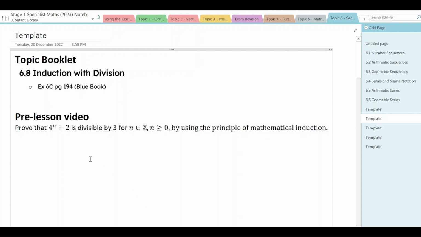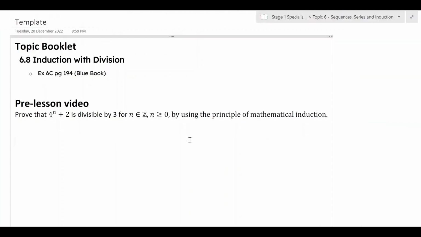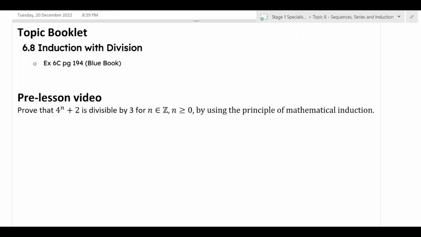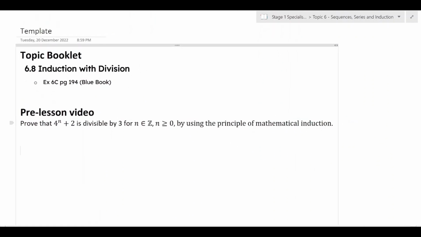Alrighty, in this video we're doing induction with division. Most people find this easier than the first induction, so hopefully that's a bit reassuring. We're going to prove that 4 to the n plus 2 is divisible by 3 for every whole number that's bigger than 0. So let's check step 1.